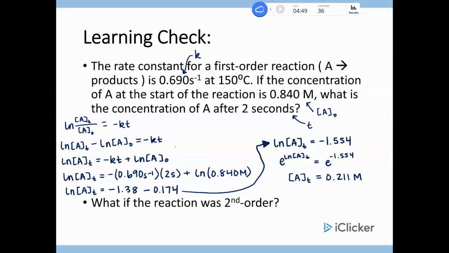This is another process where we can think about this final answer and if it makes sense, knowing what we know about a reaction. As a reaction proceeds, reactants are used up to form the product. We started with an initial concentration of 0.84 molar. We end with 0.2. This is a lower concentration, so that works. If this were a higher concentration, something would have gone wrong.